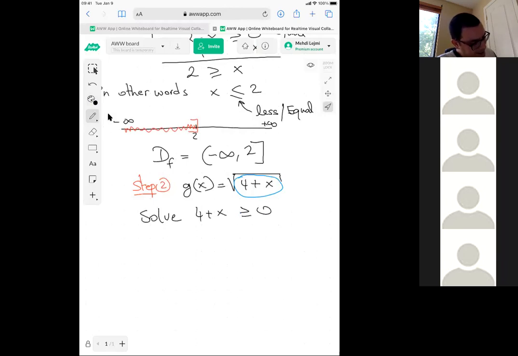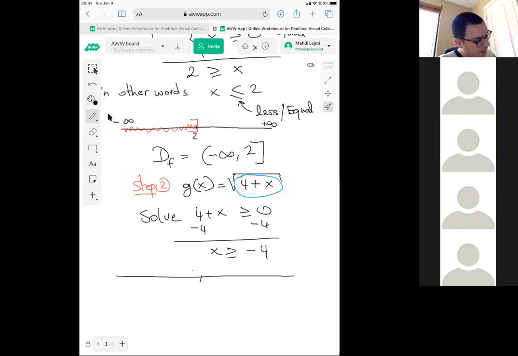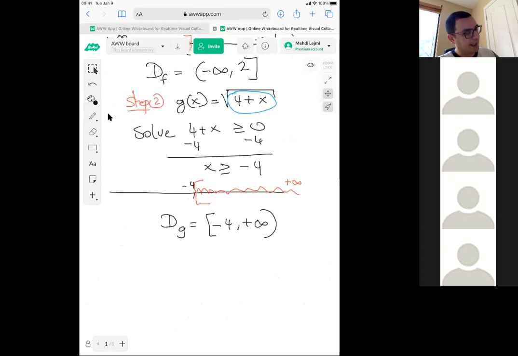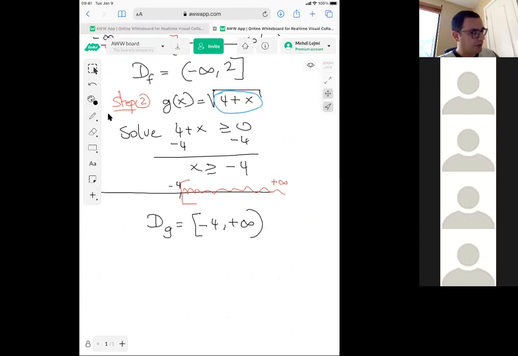I can, let's say, subtract 4. So my x would be larger or equal to negative 4. Okay, so on the number line, here's negative 4, and my x would be any number larger than negative 4. Right, so it's going to be on the right side of negative 4. So the domain of g would be negative 4, positive infinity. Right? So I found the domain of f, I found the domain of g.